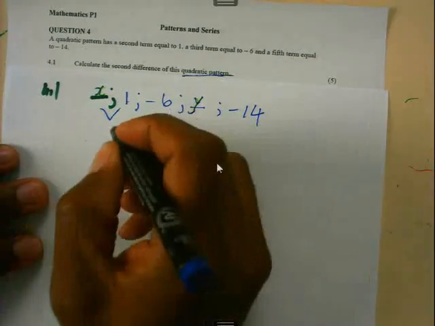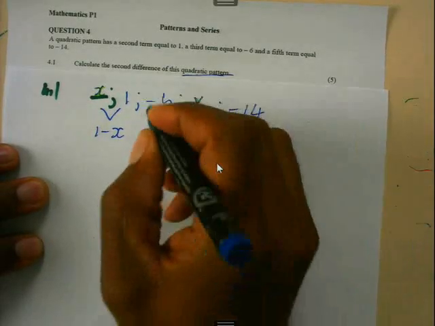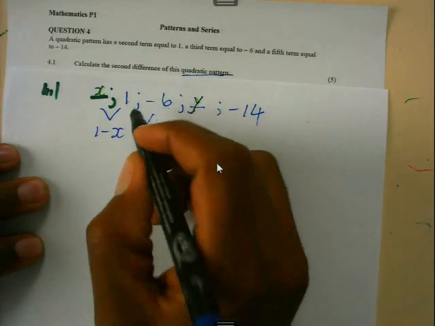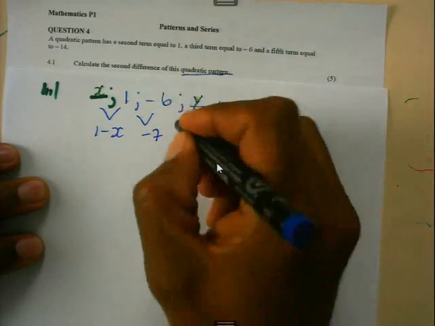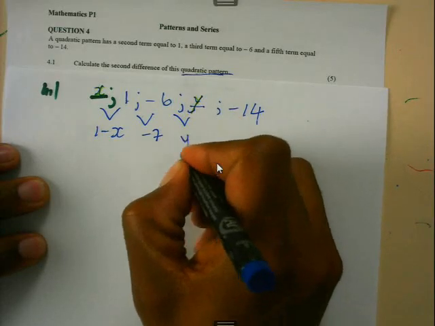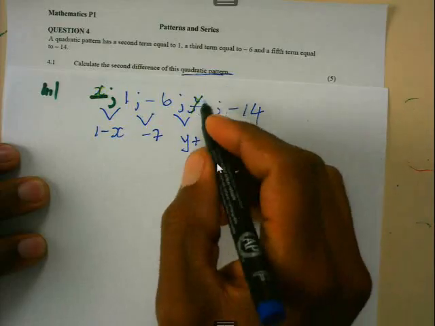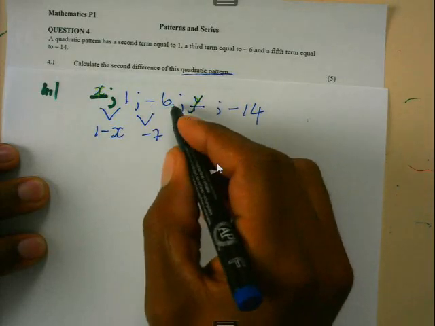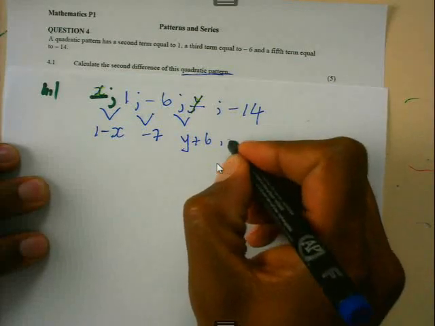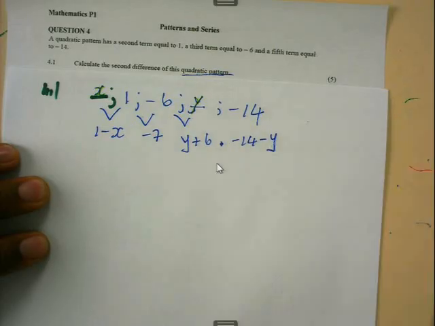Right, now, let us have the first difference, that is a 1 minus x. I'm happy about this one. And the next one, of course, that will be minus 6 minus 1. That is a minus 7. And the other one here will be what? Of course, that is a y minus 6. That will be y plus 6. Is that correct? Yes, because negative times negative is a positive. And the other one now will be minus 14 minus y.